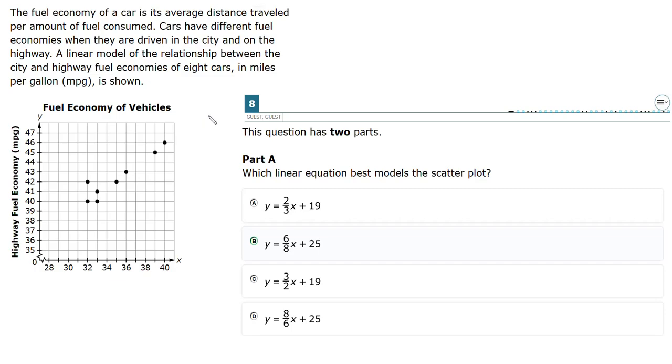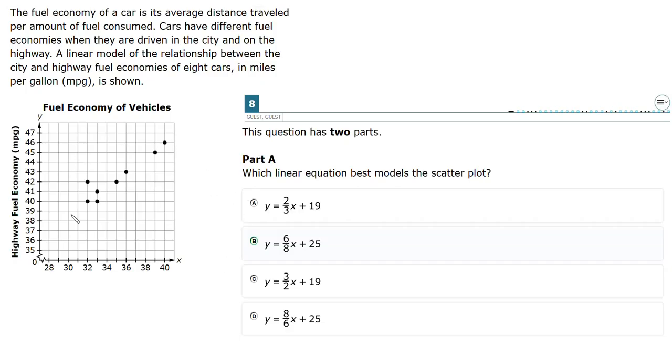Number 8. The fuel economy of a car is its average distance traveled per amount of fuel consumed. Cars have different fuel economies when they are driven in the city and on the highway. A linear model of the relationship between the city and highway fuel economies of 8 cars in miles per gallon is shown. This question has 2 parts. Part A, which linear equation best models the scatter plot?